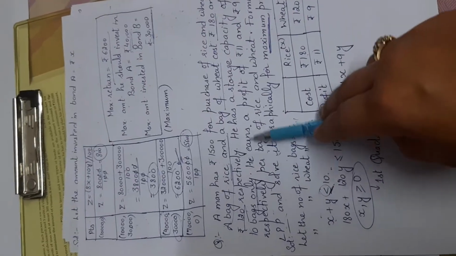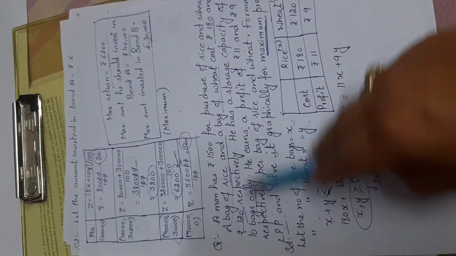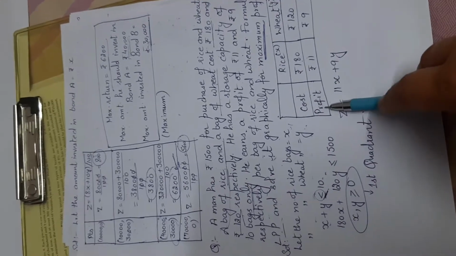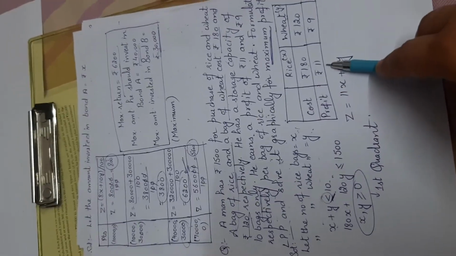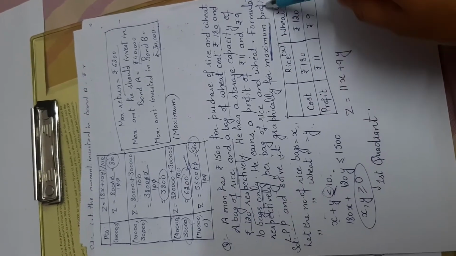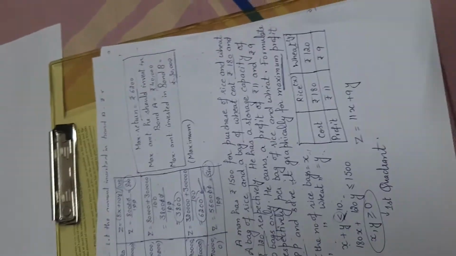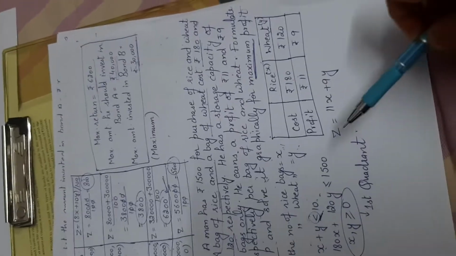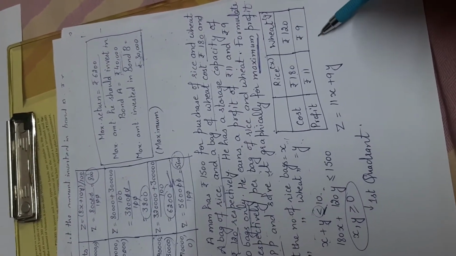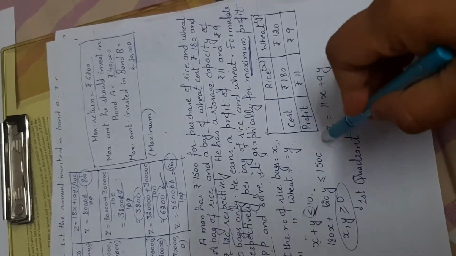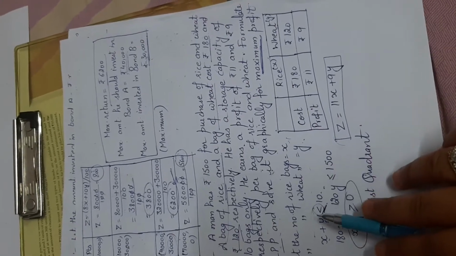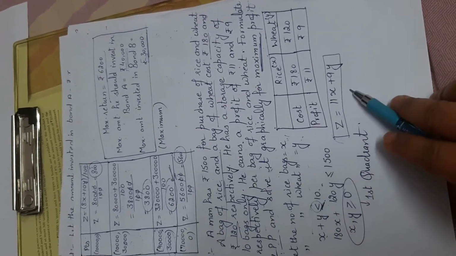Next line is saying he earns a profit of rupees 11 and rupees 9 respectively per bag of rice and wheat. So here we have mentioned profit, rupees 11 on rice and rupees 9 on wheat. Of course, the question is saying maximum profit, so profit gives us the function Z. So Z is equal to 11x plus 9y. This is our Z function. So we found one inequality and the Z function.